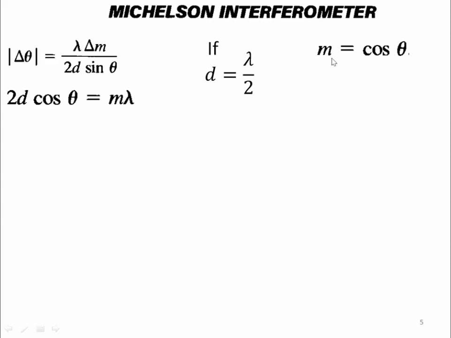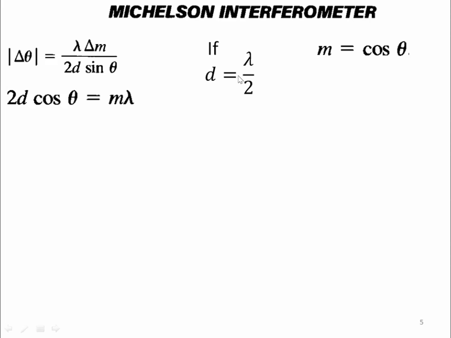If you change m further, what can we say from this? That's pretty clear from here, right? So lambda cancels, cos of theta is equal to m. So that particular value of m will be just one specific fringe for a particular value of theta, which we are saying.